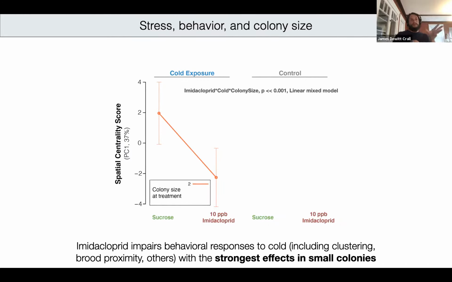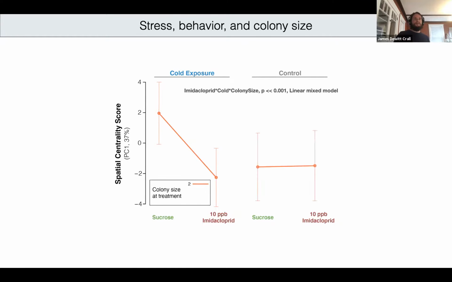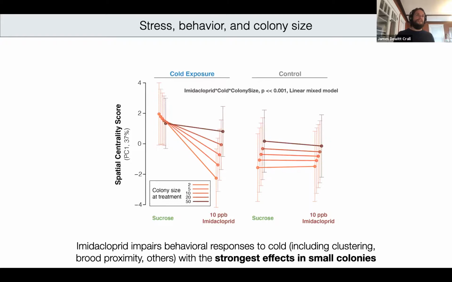So what we see is what we expect. In control colonies, we see a relatively high centrality score when they're exposed to cold, so that means they are clustering. If we look at the same effect in the absence of cold, we don't see much effect. So this is telling you in small colonies, this is more or less what we expect to see.